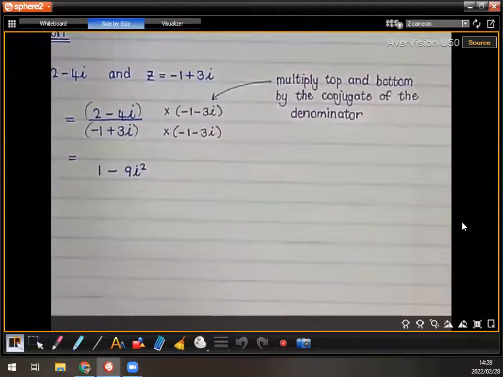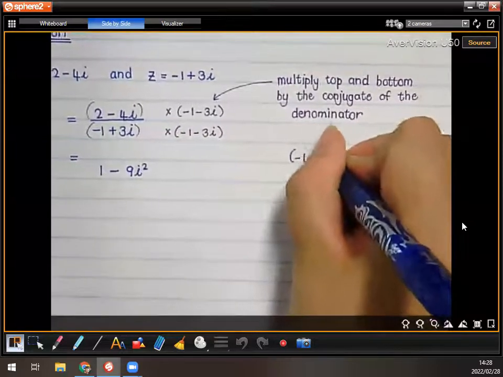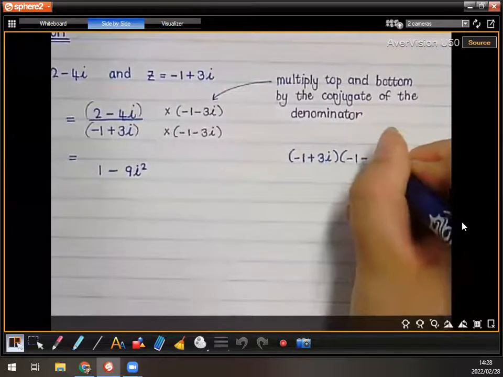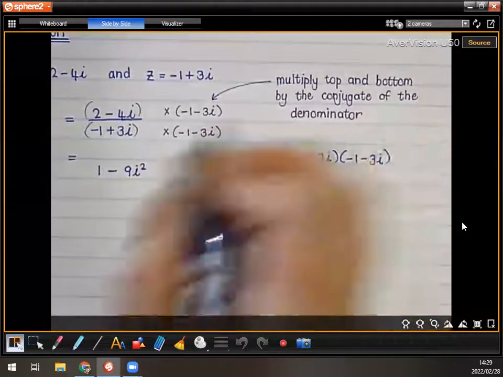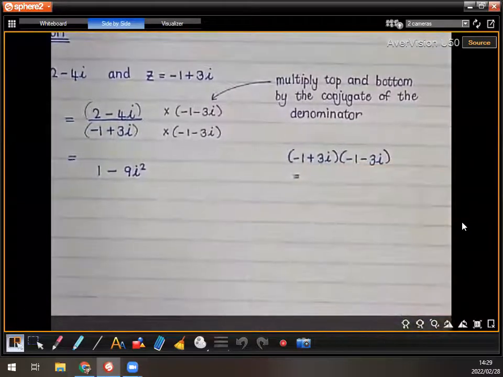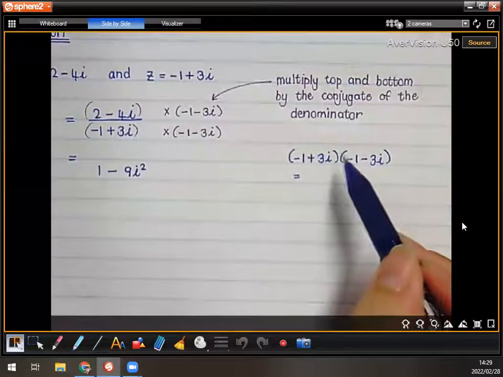-9i squared, okay? I'm just going to write it on the side. +9. No, but it's i squared. Oh yeah, sorry. I thought you made a question that it should be a +9. Yes. I just don't want to do too many things at once. I'm just finding out. I'm just going to do it on the side here for you.